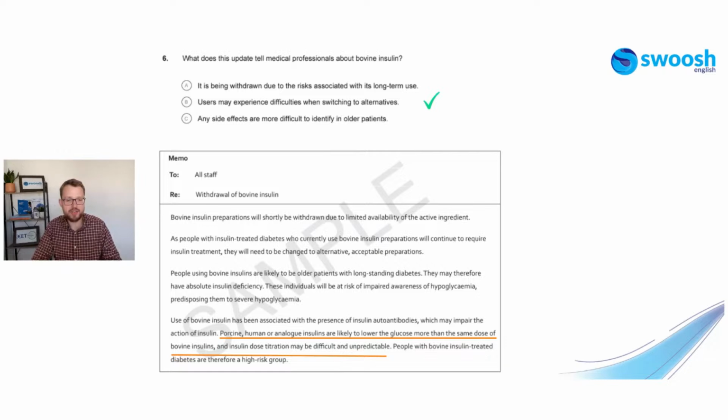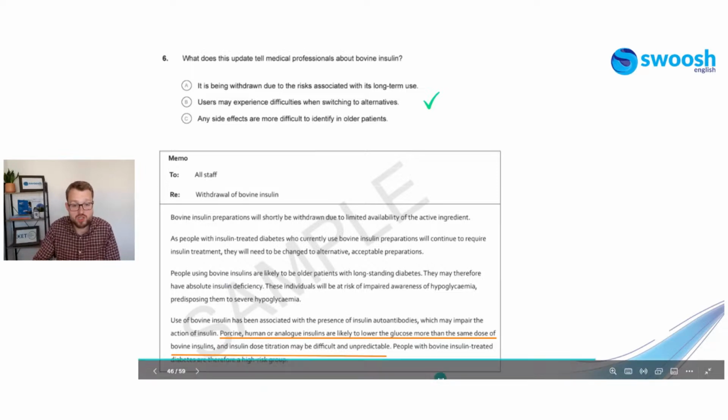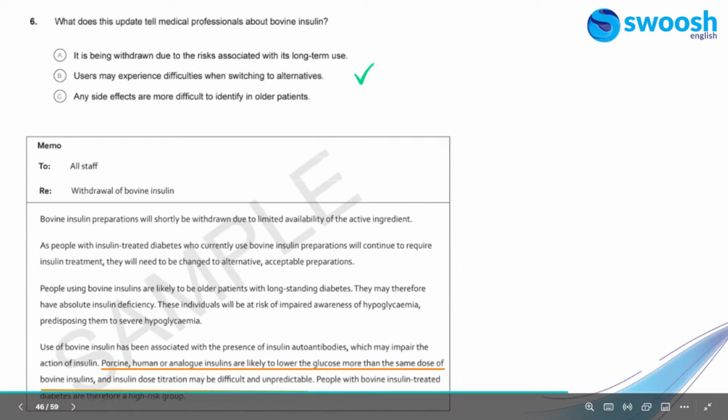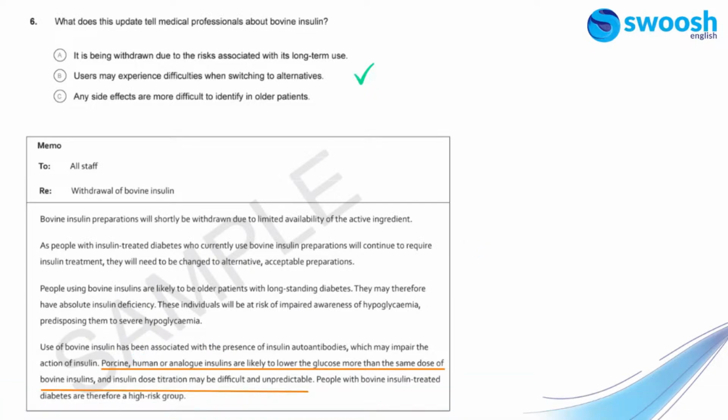Okay, so B was the correct answer. And the statements did say, users may experience difficulties when switching to alternatives. And I'll just bring this full screen so we can analyze it together. Okay. So down here in the orange underlined section, it says porcine, human or analog insulin are likely to lower the glucose more than the same dose of bovine insulin. An insulin dose titration may be difficult and unpredictable.